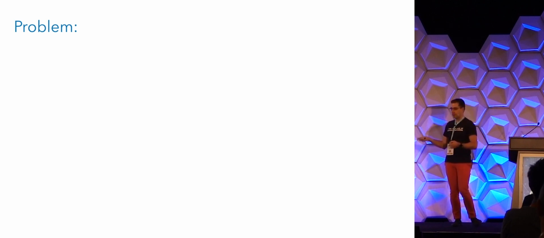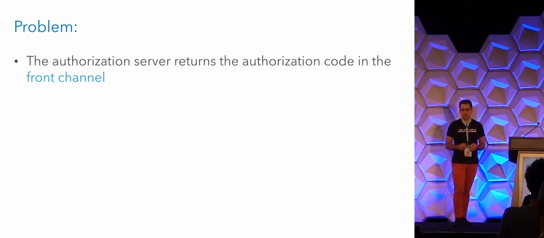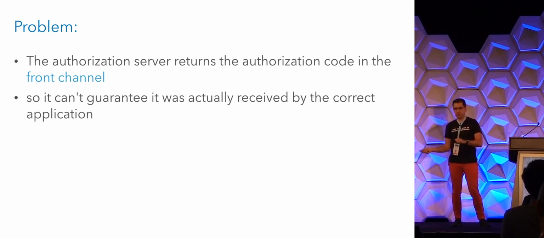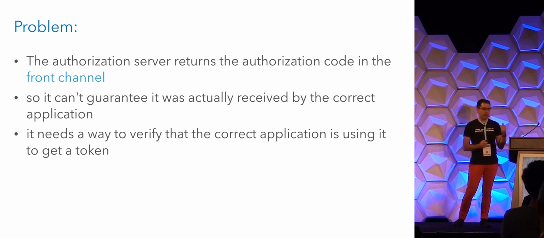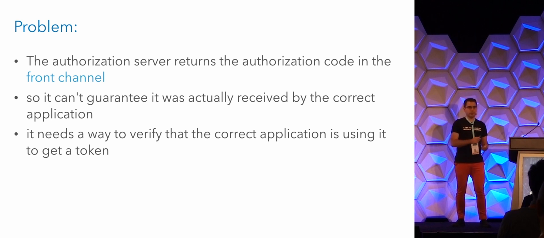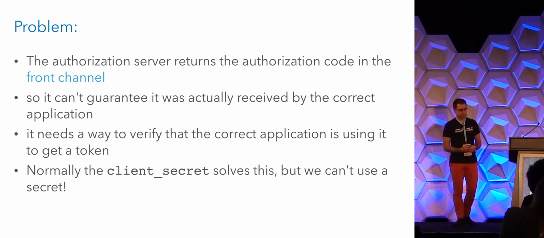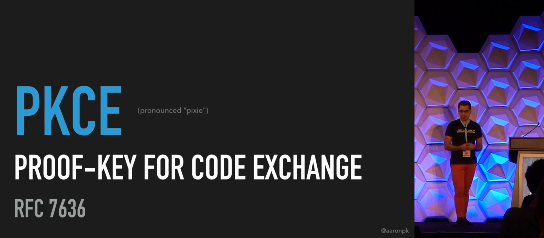So if we think back to the auth code flow, the problem was that the authorization server returns the auth code in the front channel, which means the authorization server can't guarantee it actually was received by the right application. It needs a way to verify that it's not about to return an access token to an attacker, which we normally use the client secret for. Can't use a client secret, so what do we do instead? Turns out there is a solution, and it's called PKCE.